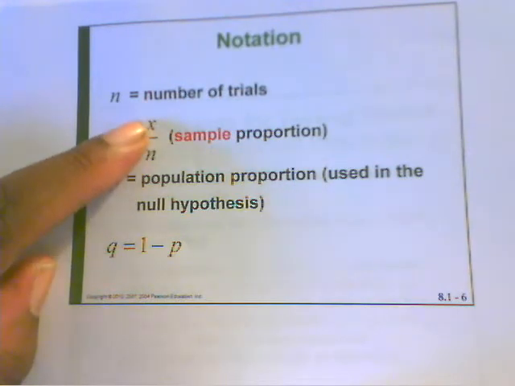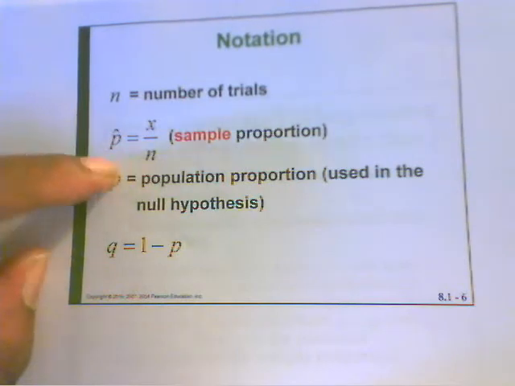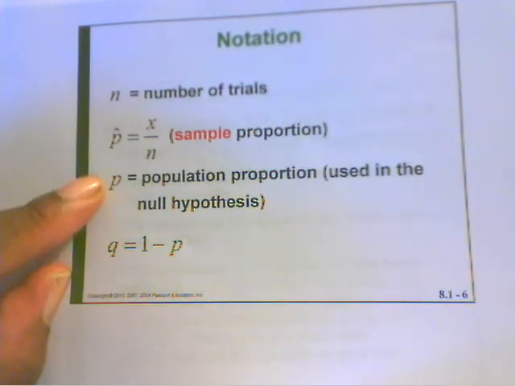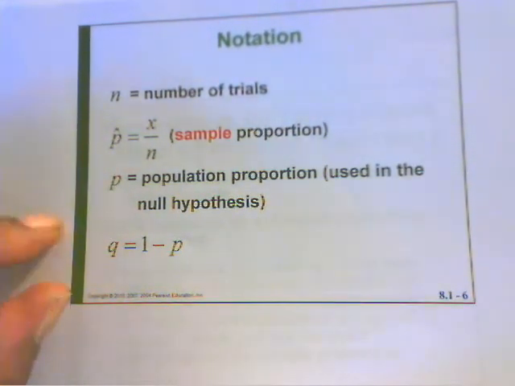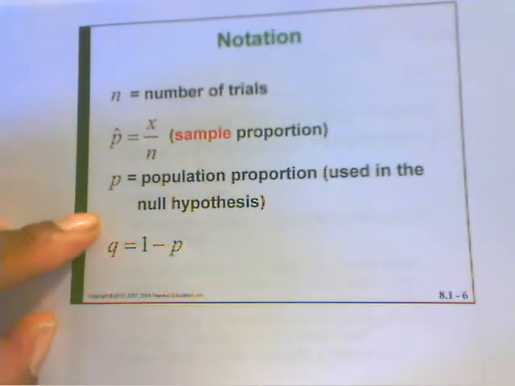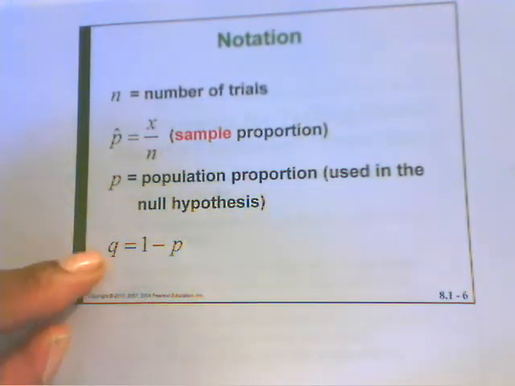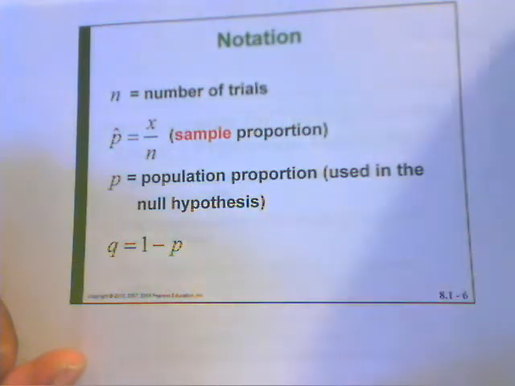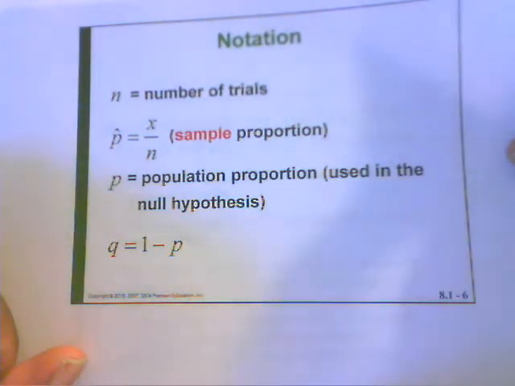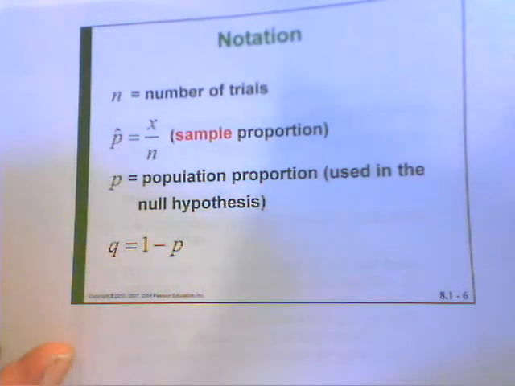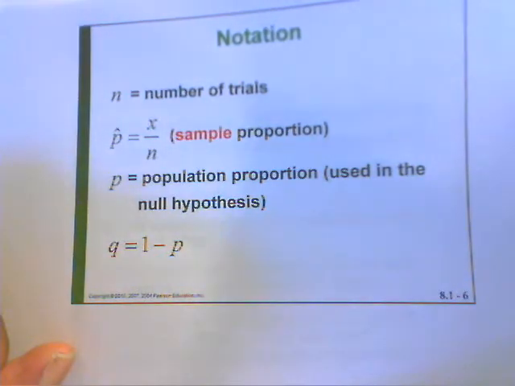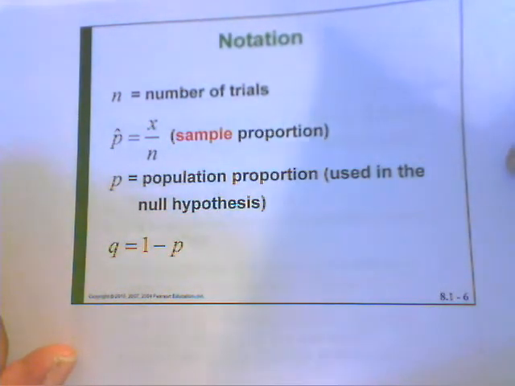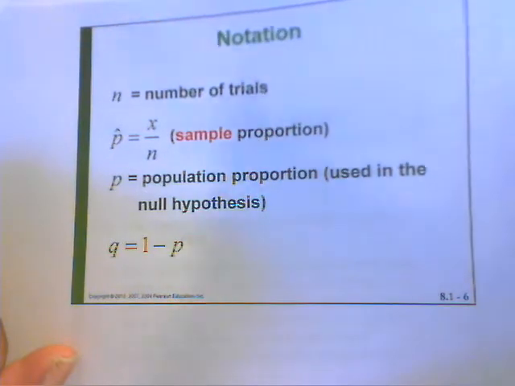Okay, so it's always the number of successes divided by the sample size, which will give you your sample proportion, which is p hat. P is the population proportion, and that's used in the null hypothesis. So once you know what p is, Q is going to be 1 minus p. Okay, just subtract whatever that population proportion is from 1 to get what Q is. Q is going to be the number of failures, or the proportion of failures.